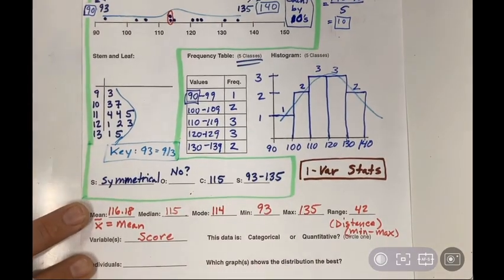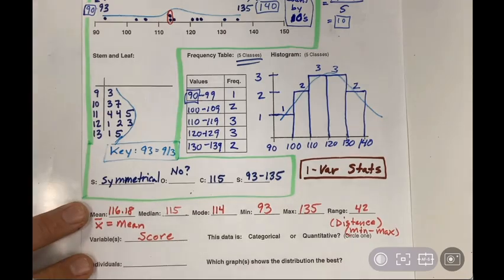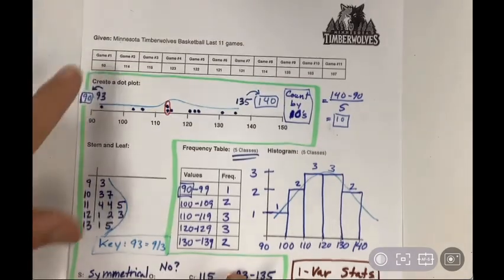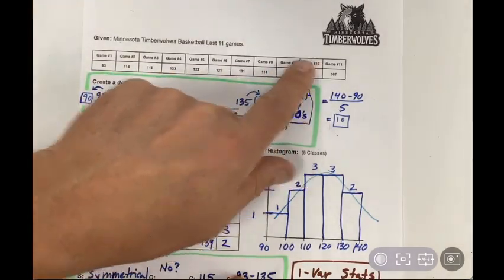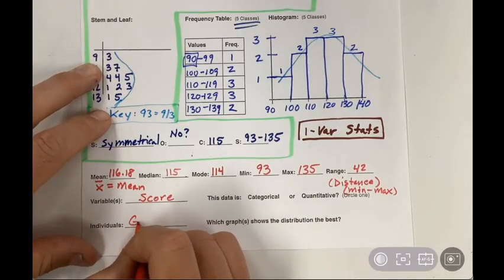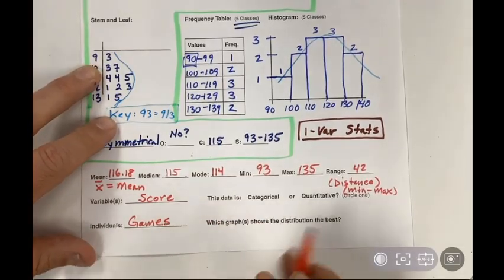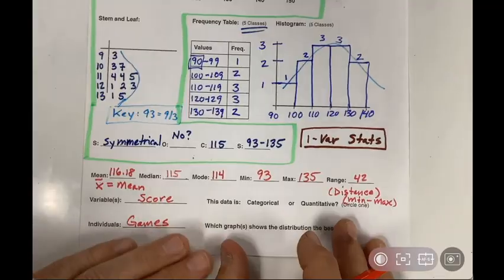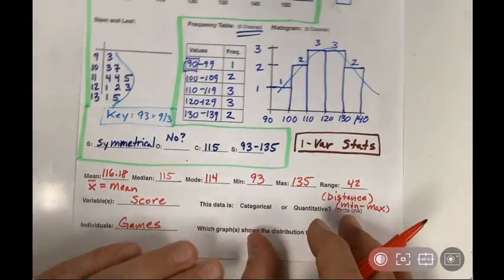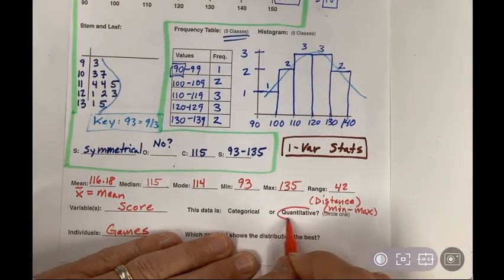Now, where did that score come from? It didn't necessarily come from the Timberwolves. It came from each of the games. Those are what the scores were measured from, each game total. So the games are the individuals, not the people that play the game, but the games are the individuals. And since this set of data is all numerical, we're going to call it quantitative.